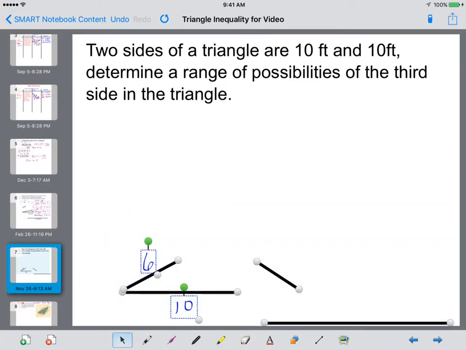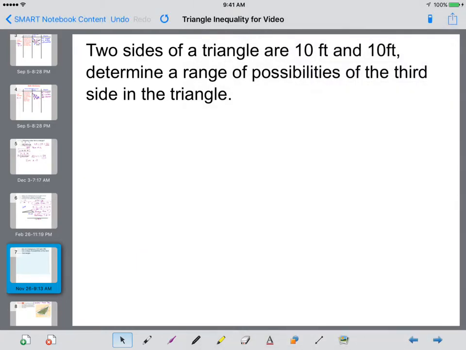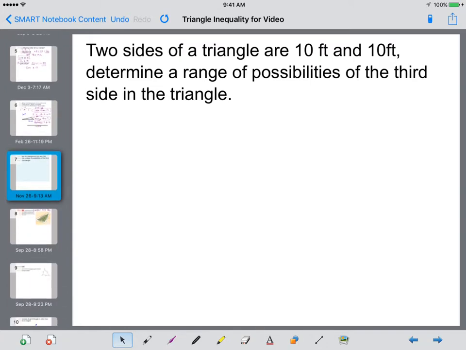These should not have been here for this example. 2 sides of a triangle are 10 feet and 10 feet. Determine a range of possibilities for the third side of the triangle. I'm going to let you do this example on your own, and if you have questions, ask Mr. Ryan.